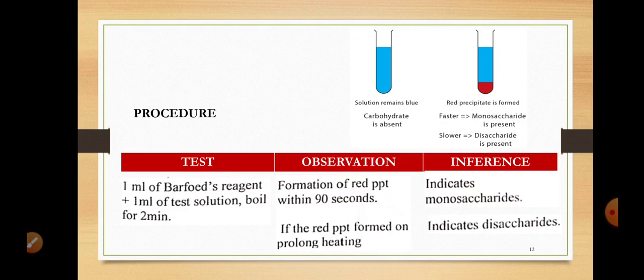Whereas if it is containing a reducing sugar, whether it is a mono or disaccharide can be identified by the formation of the red PPT. That depends on the time. If there is a formation of the red PPT within 90 seconds, it is an indication of the presence of monosaccharide in your sample. If the red PPT is formed but it has taken a long time, more than 2 to 3 minutes, it is an indication that there is a presence of disaccharide in your sample.